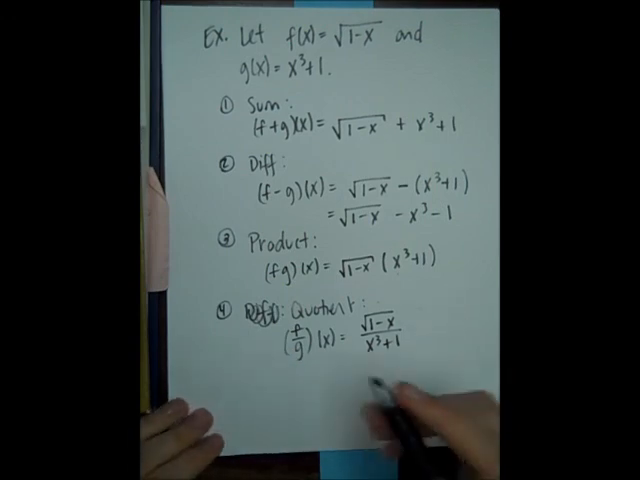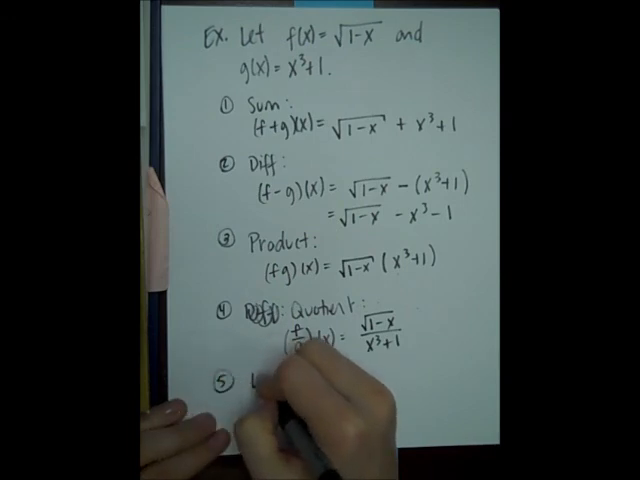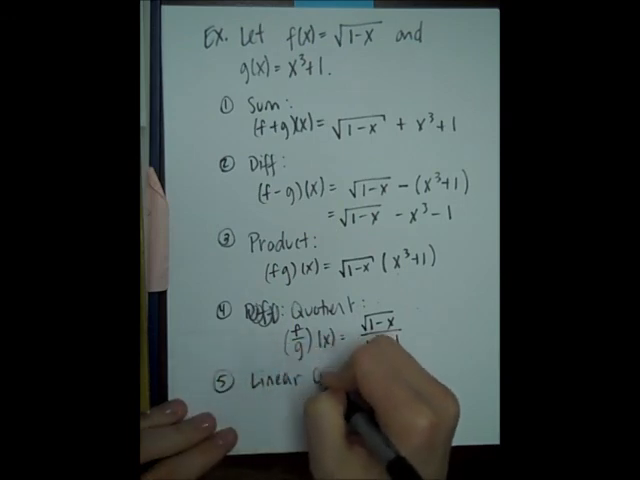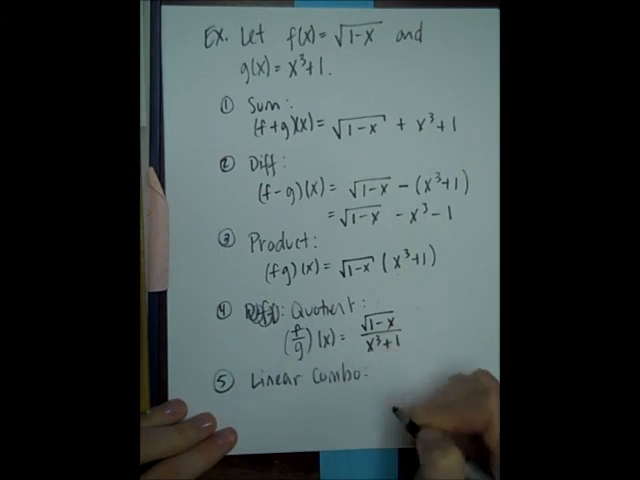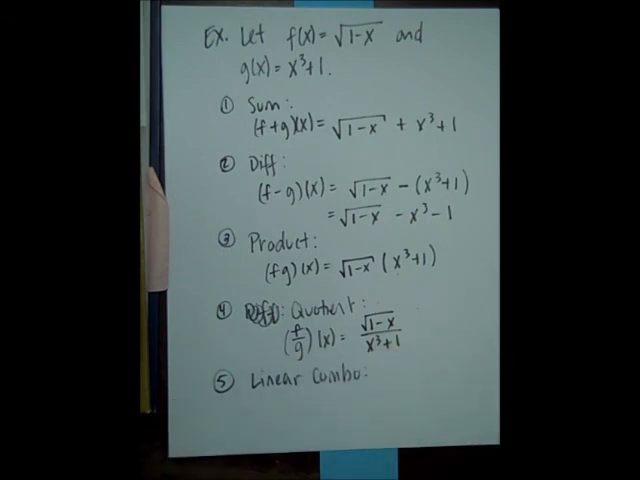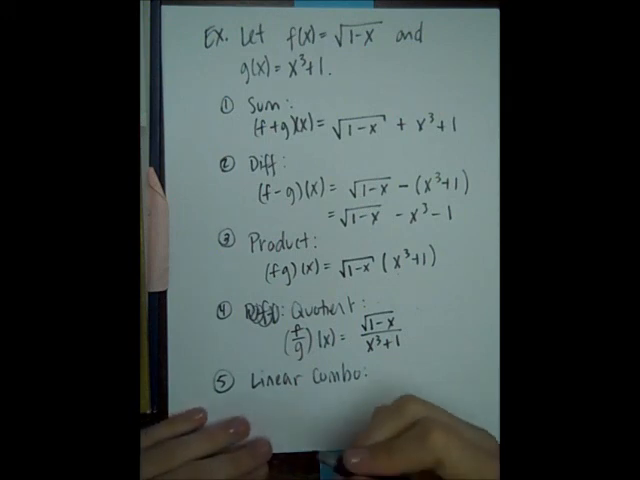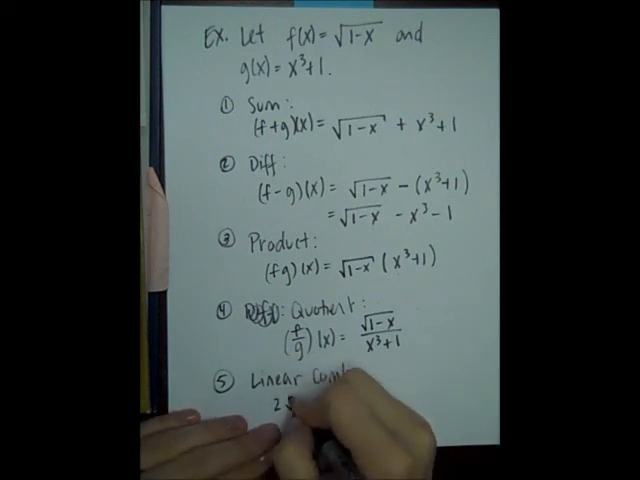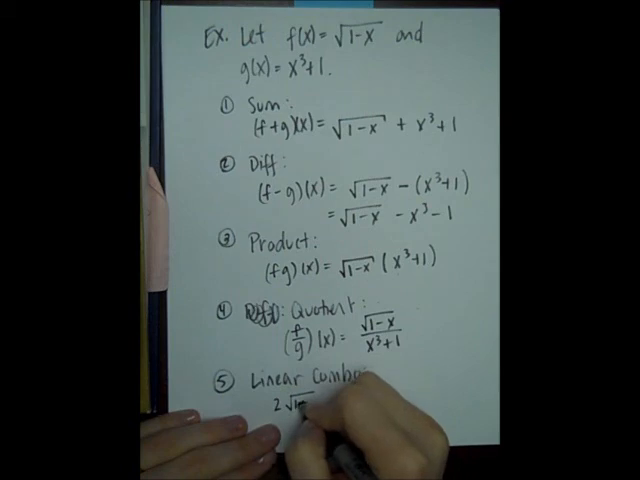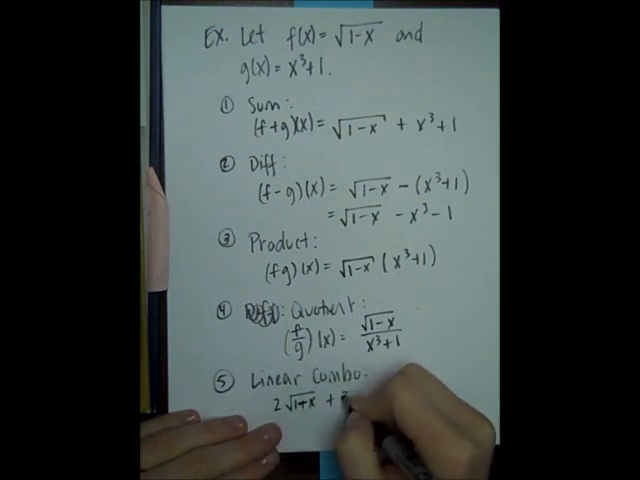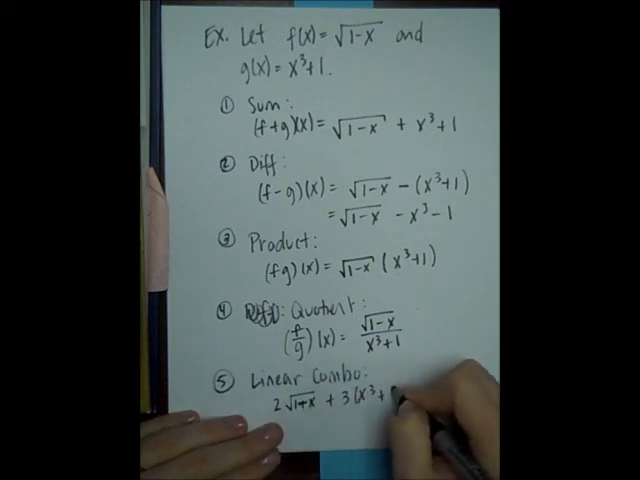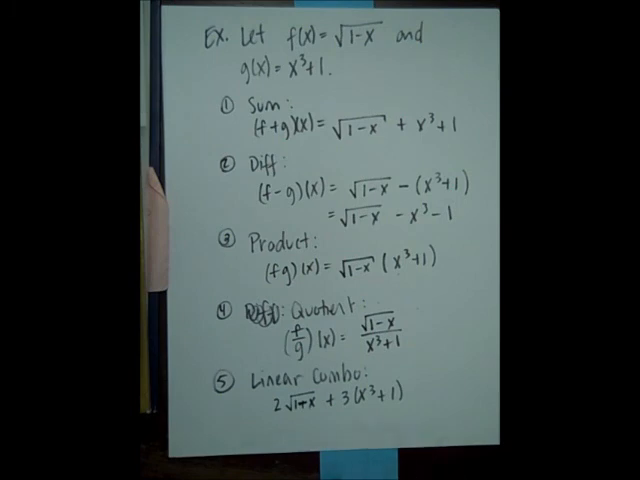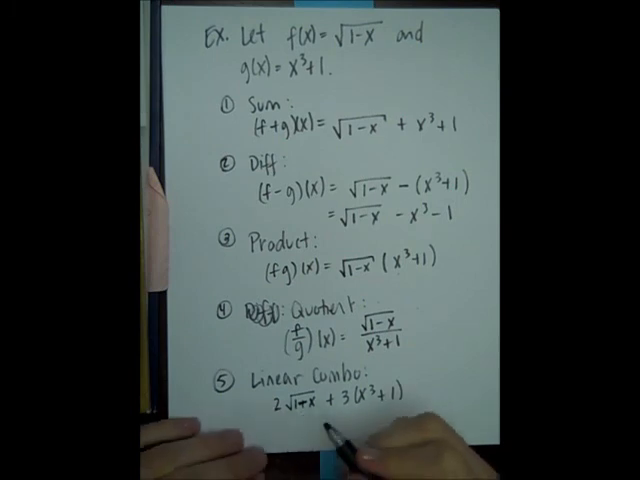What else could I do? I could do the linear combination. So there are tons of linear combinations. In fact, infinitely many. One linear combination might be, how about 2 times the square root of 1 minus x plus 3 times x cubed plus 1. That's a new function. So I took numbers 2 and 3, multiplied by f, multiplied by g.